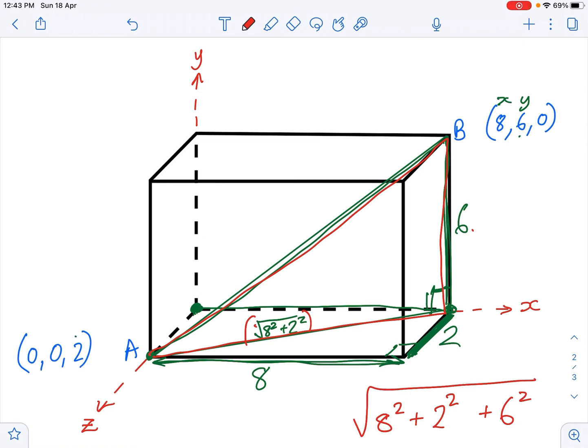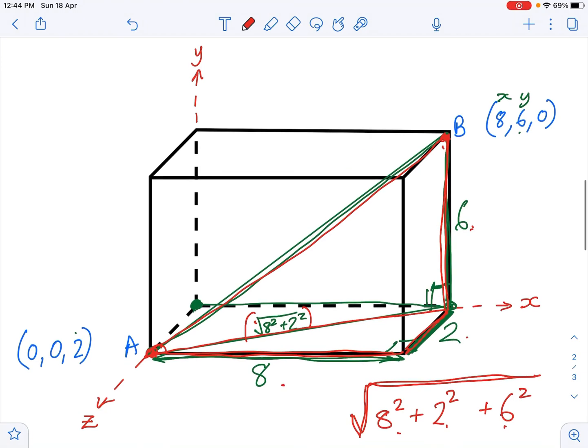So with a cuboid, what I can do is take all 3 dimensions, the length, the width, and the height, square them all, add them all together, and then square root to find the length of AB. So for any diagonal from corner to corner through a cuboid, we can take the 3 dimensions, square them all, add them together, and then square root.